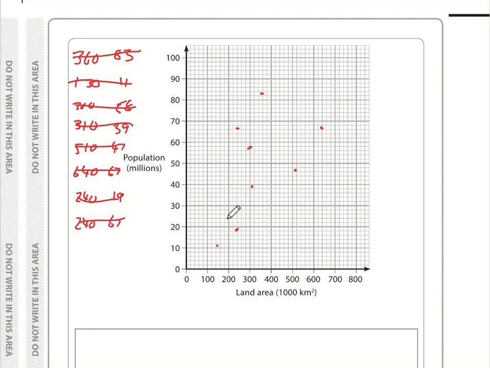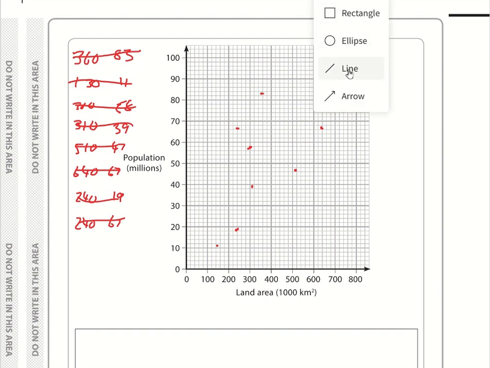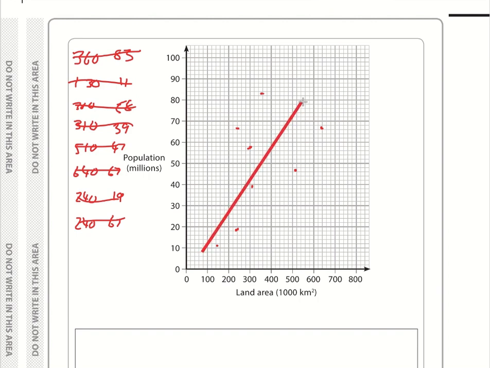So we need to comment on the correlation. We can see as the land area is increasing, the population is also increasing. We could draw in a line of best fit here, a line that cuts through the center of all these data points, trying to keep them all as close to the line as possible. This might be about right, you could argue, you could move it either way. So there's my line of best fit.